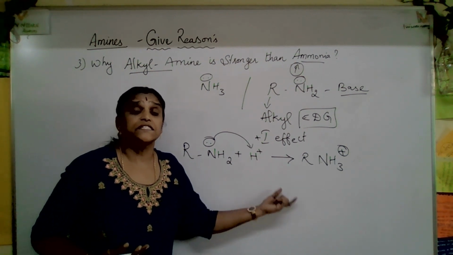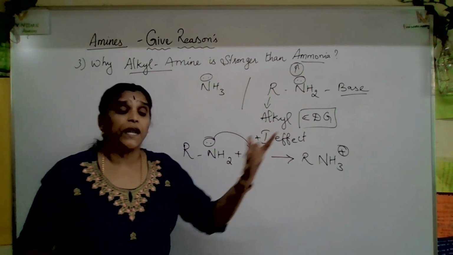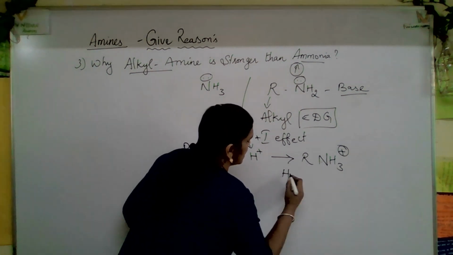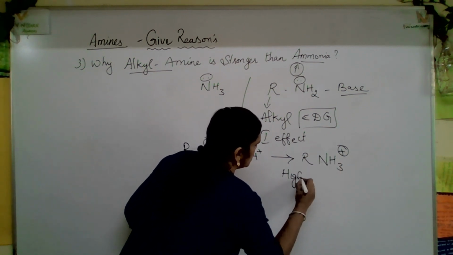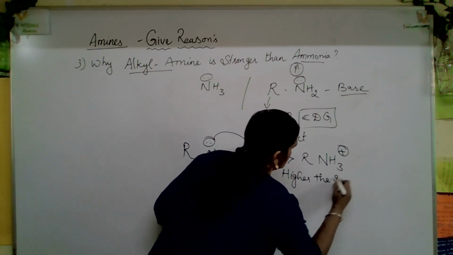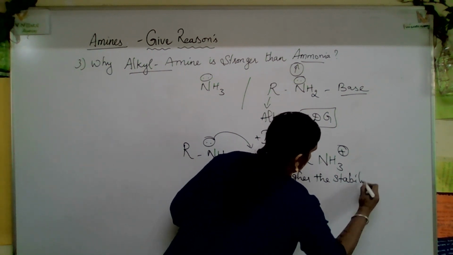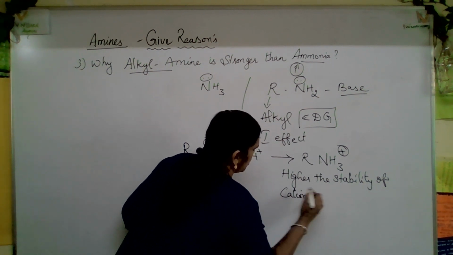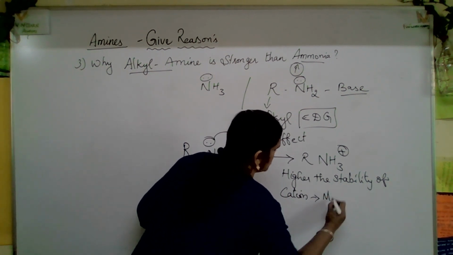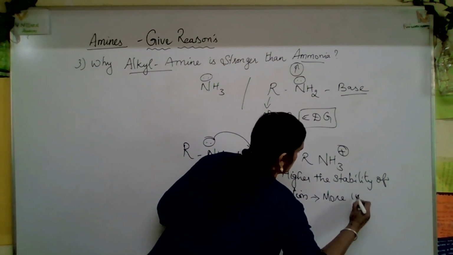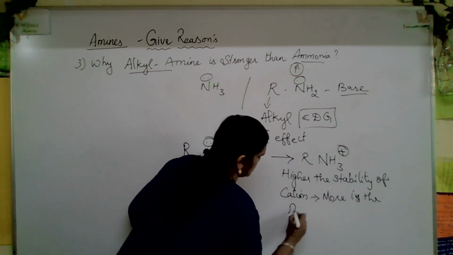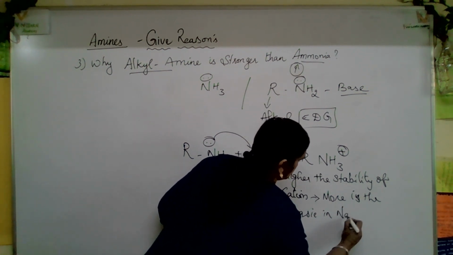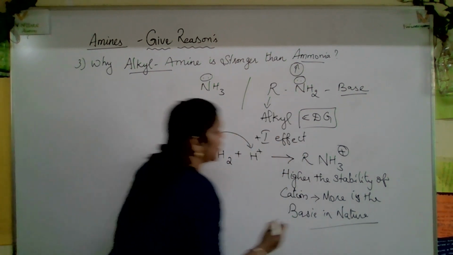So the higher the stability of the cation, the more basic in nature it is. Higher the stability of cation, more is the basic nature. Hope you're clear with this.